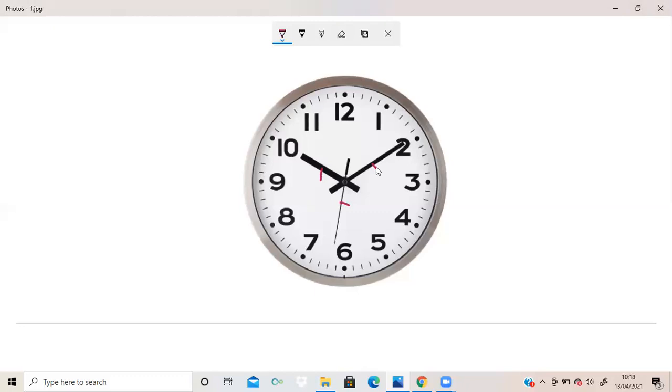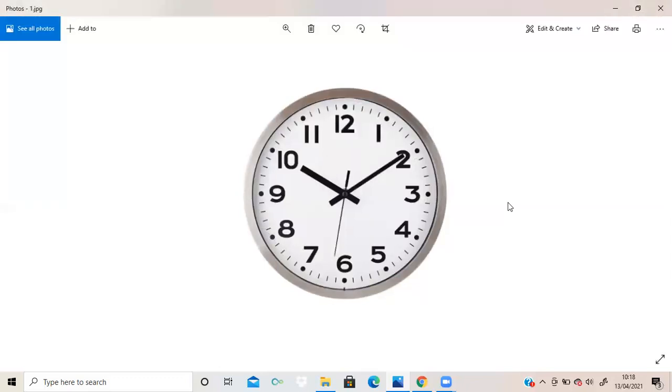This one is the minute hand, and this one is the hour hand. So we need to focus on these two hands. Where are they? Then you can tell the exact time, what time it is. So now let's go to the next picture.